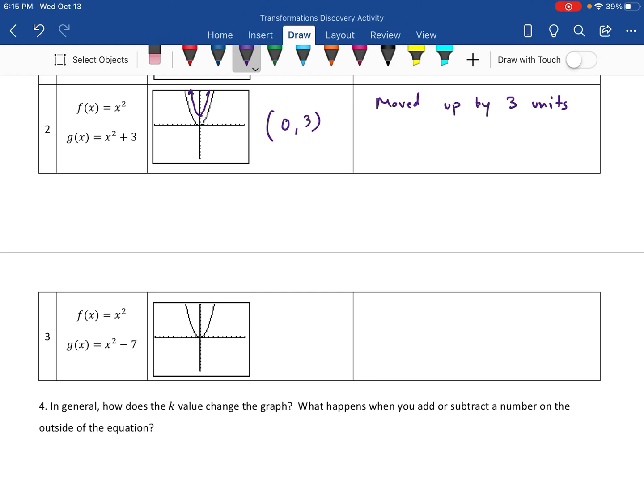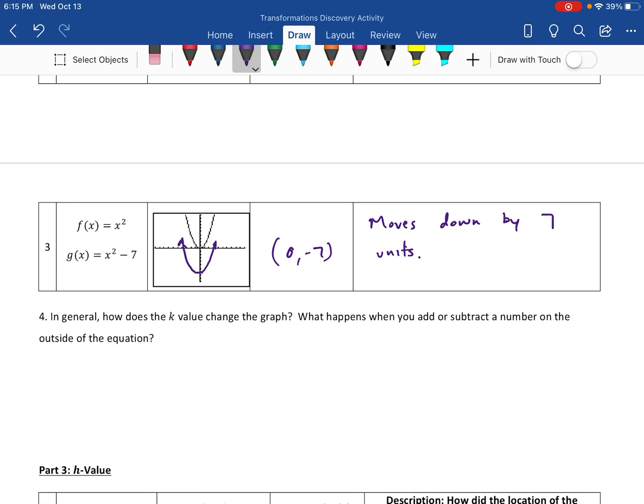Okay, so on number 3, I have f of x is equal to x squared minus 7. So what happens here is it actually goes down somewhere at 0, negative 7. So this one moves down by 7 units.